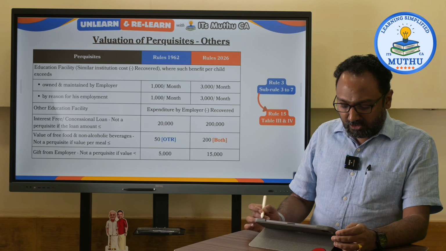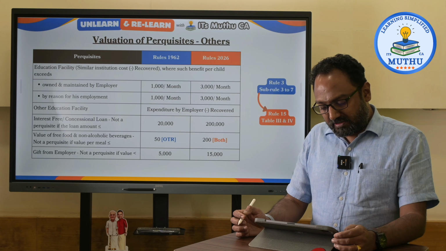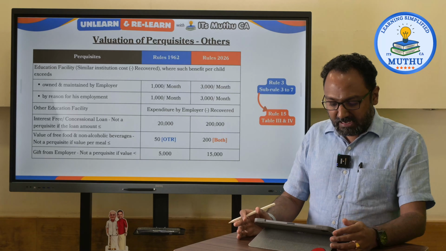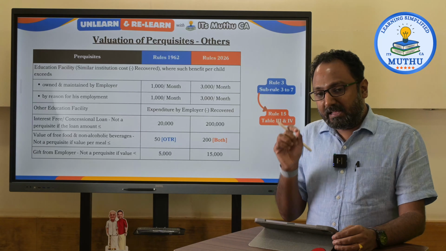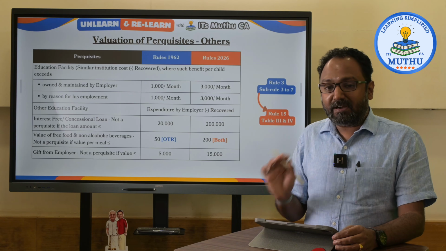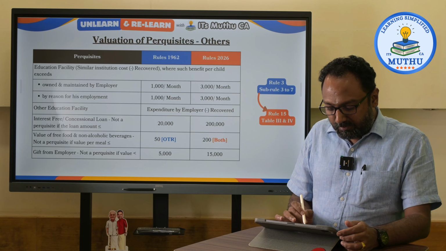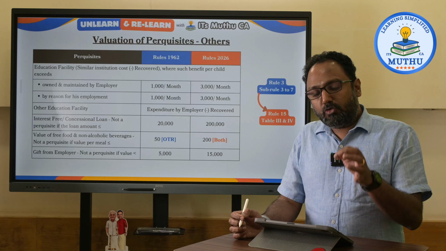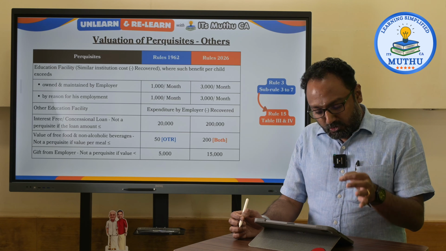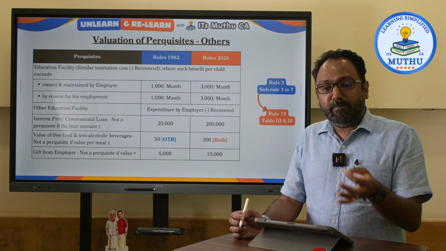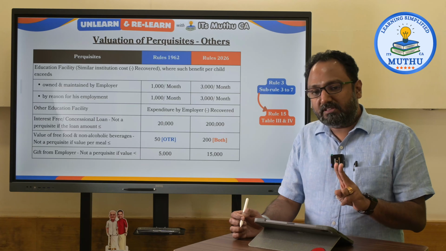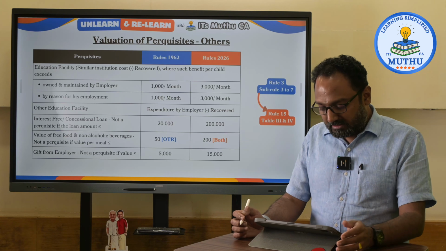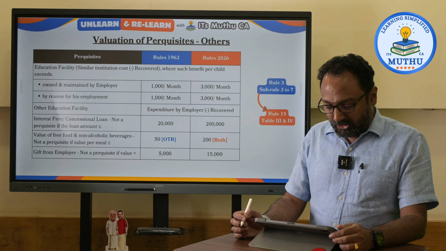The valuation of perquisites with regard to education facility: usually the cost is similar institution cost minus recovered, but it is a perquisite only when it exceeds a particular amount. Earlier it was 1,000 per month, now it is 3,000 per month. If the school is owned by the employer or the school is giving an admission because of his employment, for these two reasons, earlier it was a perquisite if it exceeds 1,000 per month. Now it is, if it is exceeding only 3,000 per month.